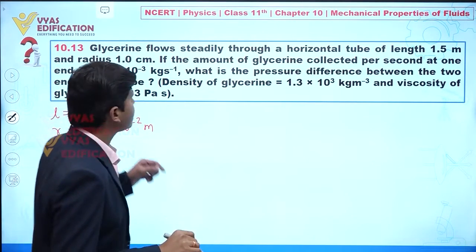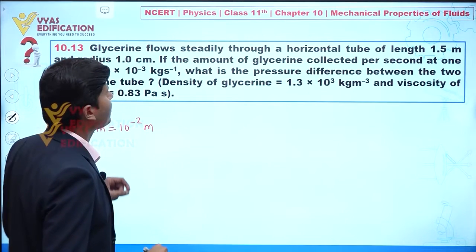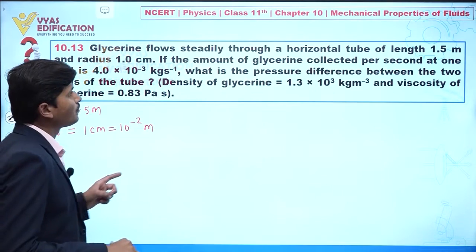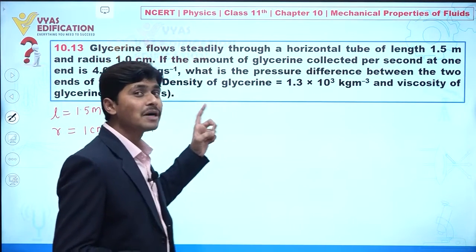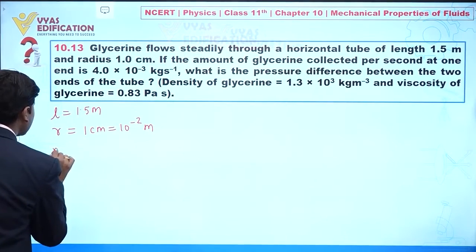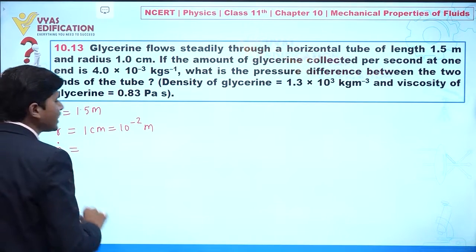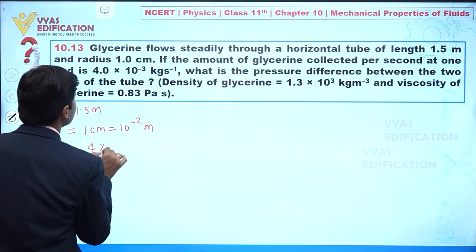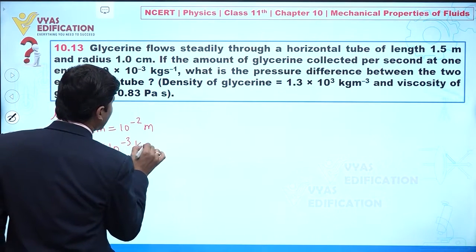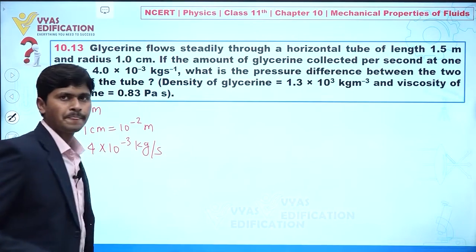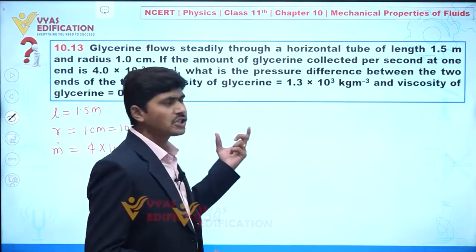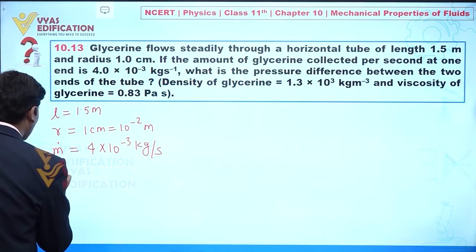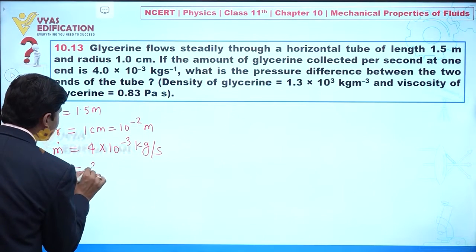Clear? Now it is also given in this question, the amount of glycerin collected per second at one end. So the important part here is that the mass flow rate is given. I can write this as m dot, indicating mass flowing per unit time, and this value is 4 into 10 to the power minus 3 kilogram per second. Clear to you? Now what is the pressure difference between the two ends of the tube? It means my objective here is to calculate the pressure difference.